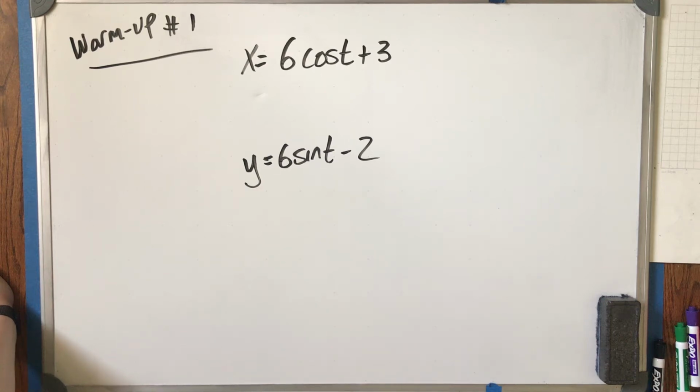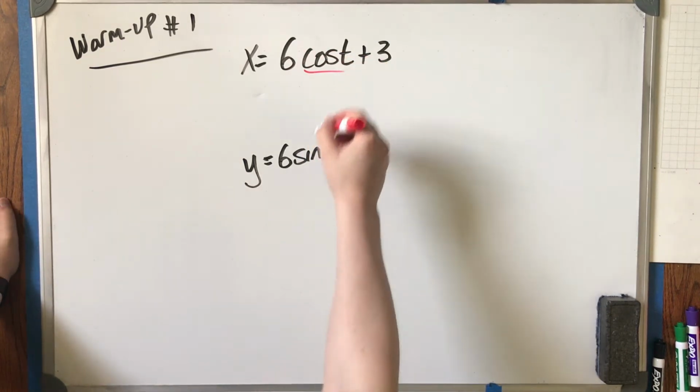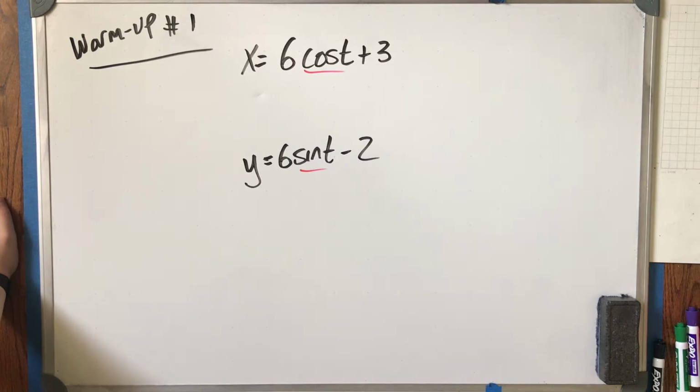Welcome to the lesson on circular motion. We're going to start off with the warm-up here. So we've been asked to convert these parametric equations back into rectangular, so our normal ones. And whenever we see these trig values in here, our thought process is that we're going to be substituting them into sine squared plus cosine squared equals 1.